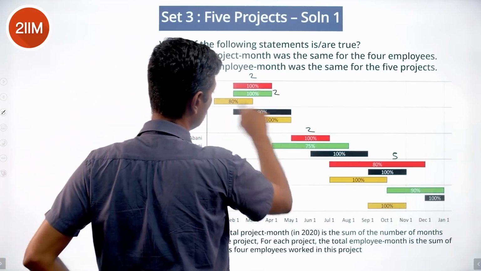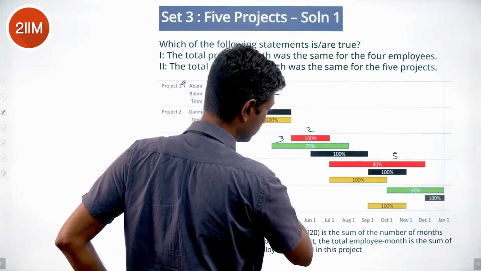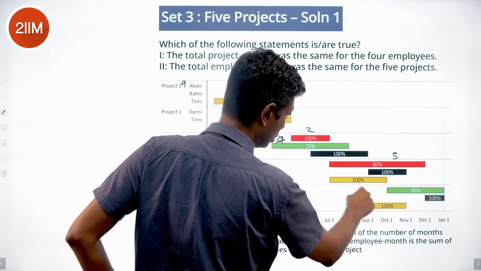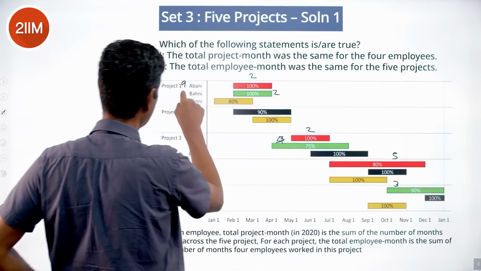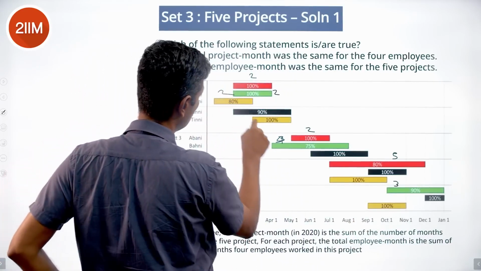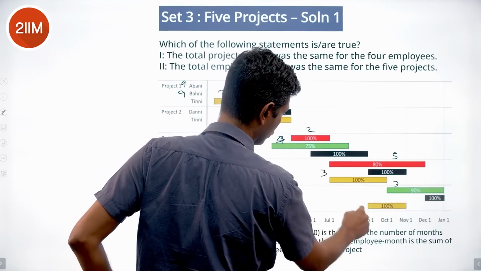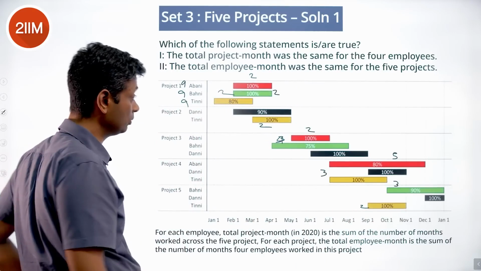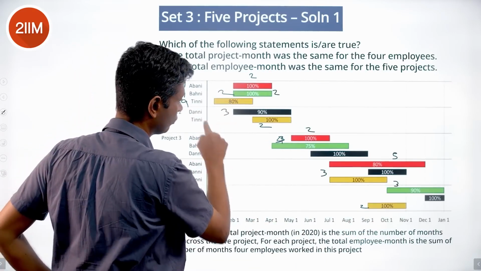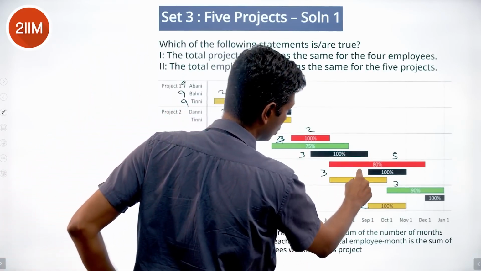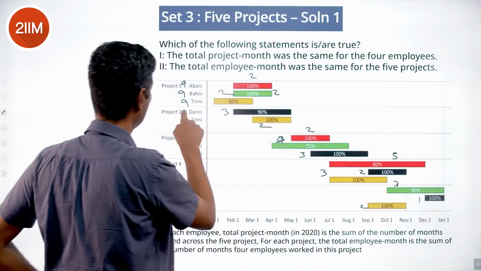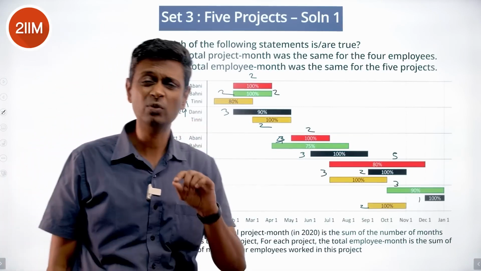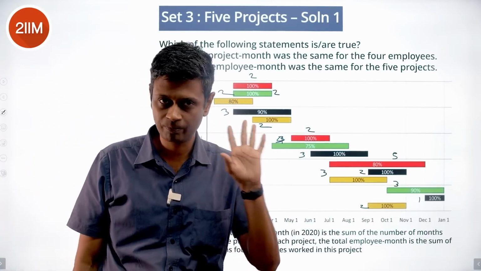Bahni is 2 plus 3, sorry, not 3, this is 4, 1, 2, 3, 4 plus 3, 2 plus 4 plus 3, again 9. Tinni is 2, 2, 3, 2, 2 plus 2 plus 3 plus 2, again 9. I'm hopeful now. Danni is 3, 3, 2, 1, again 9. Lovely. So the total project month was the same for the 4 employees. All 4 employees work for 9 project months each.